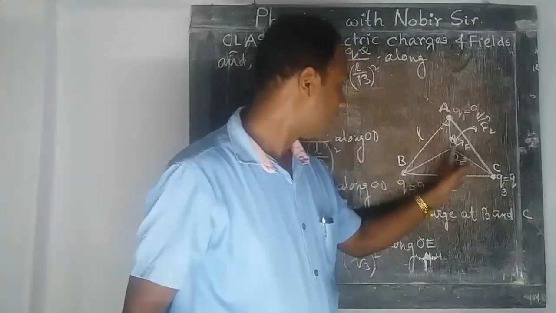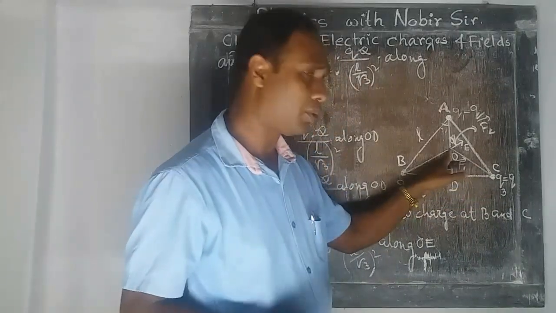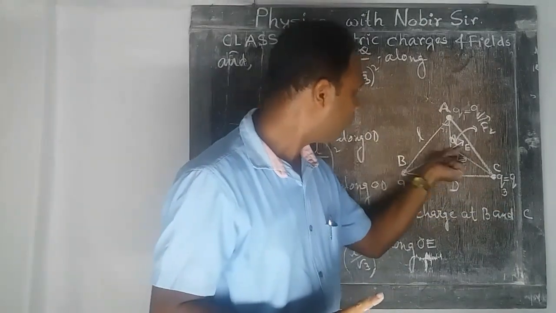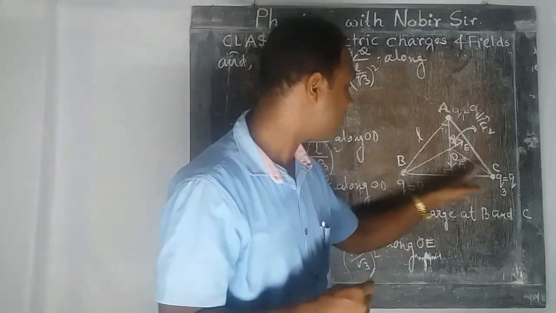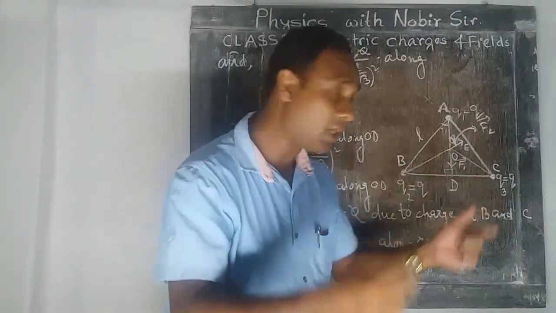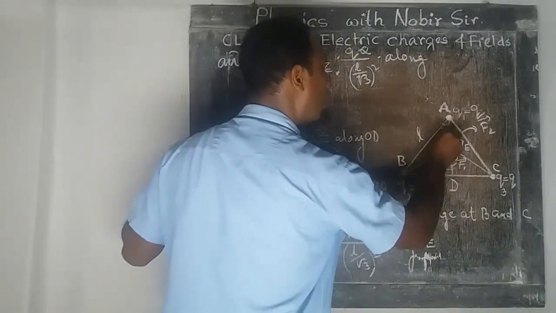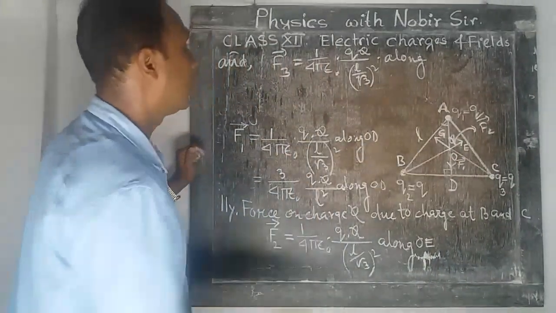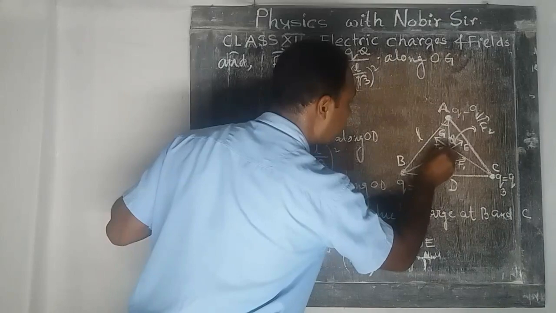This is a positive charge, this one is also a positive charge, so there is positive repulsion. The force this charge applies on the other charge, what will be its direction? Will this charge pull or push? Certainly it will push, because positive repulsion will be there, so it will move in this direction. Suppose along OG. The name of this force is F3.